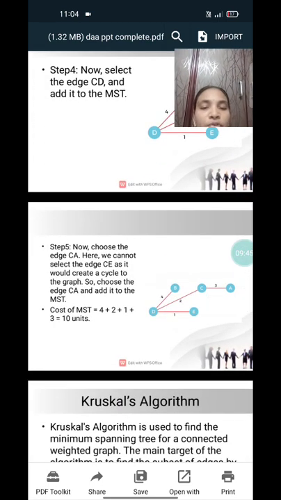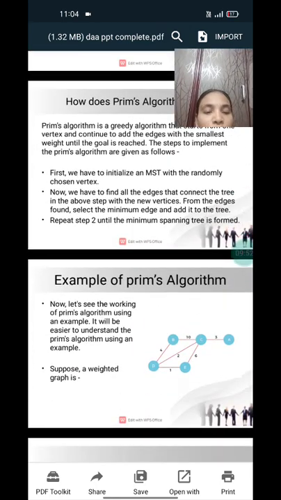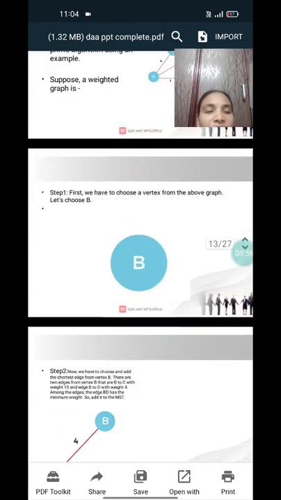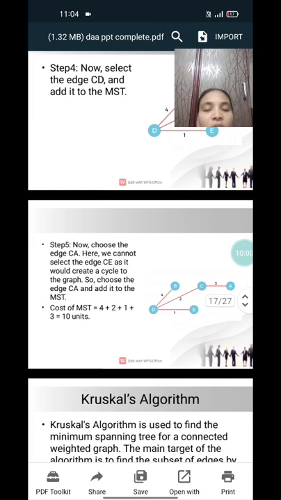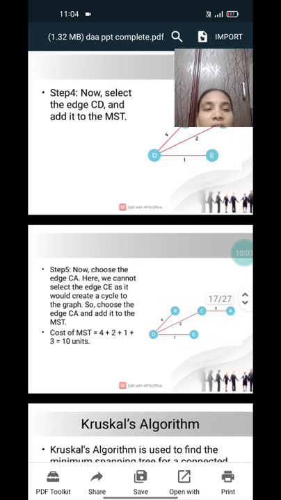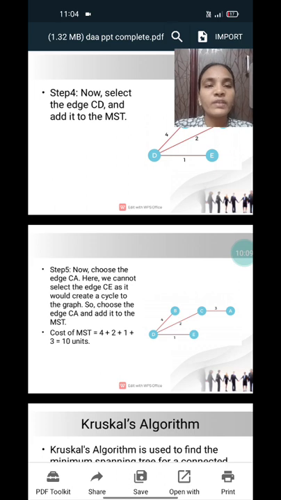Now step 5. Now choose the edge CA. Why have we selected CA? Because after 1 and 2, we have the minimum cost with the CA connection. So we have drawn that connection here. So the cost of the minimum spanning tree is 4 plus 2 plus 1 plus 3, which is equal to 10 units. So we may have a doubt.